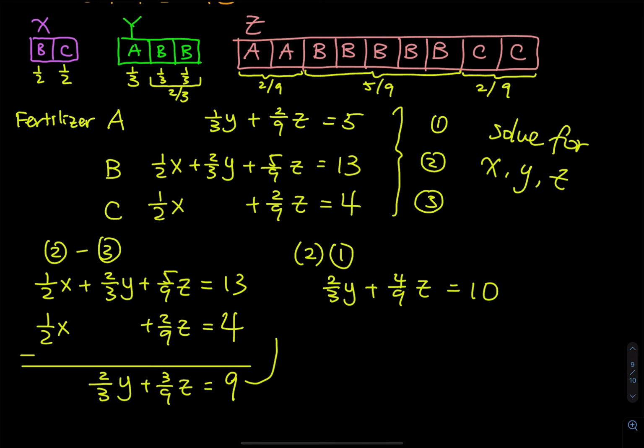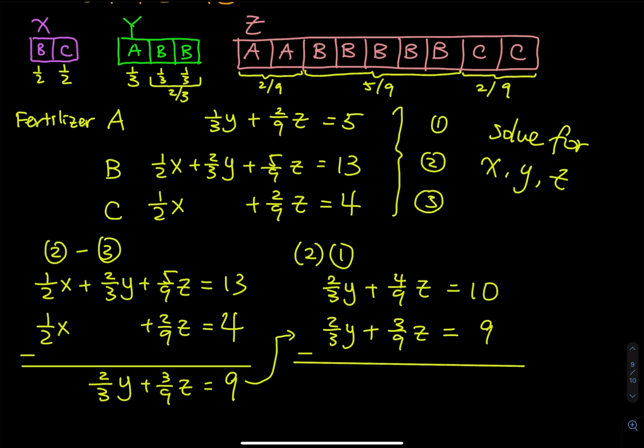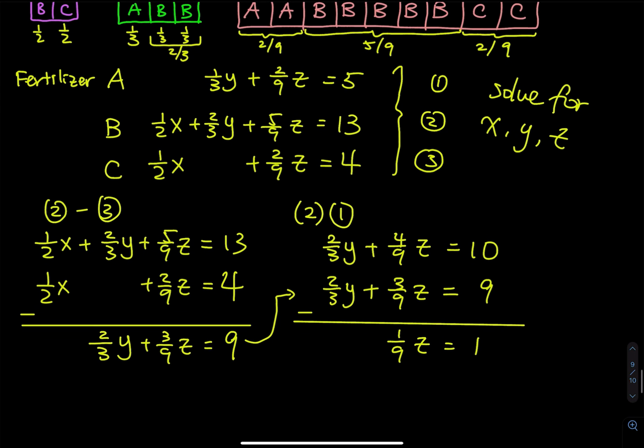And then this one, we just bring it up. 2/3 y and then plus 3 over 9z. So 3 over 9z equals 9. And then what are we doing? We are performing a subtraction. So now y is gone. I can solve for z immediately. 4 minus 3 is 1 over 9 z, and then 10 minus 9 is 1, then z is equal to 9. So z is equal to 9.